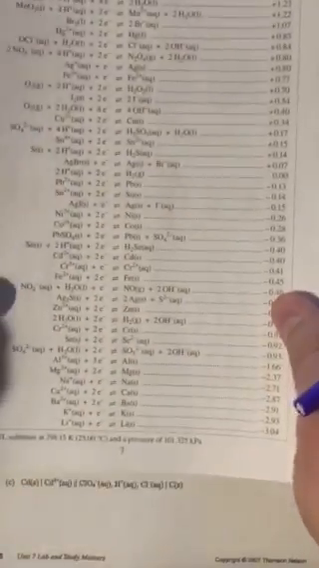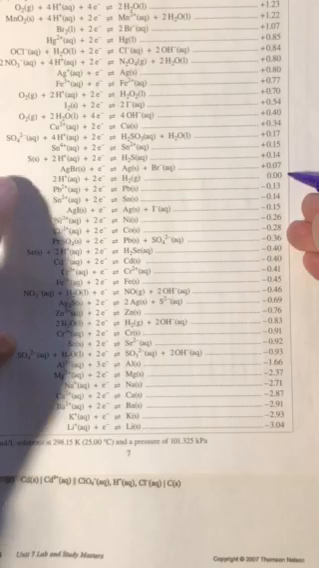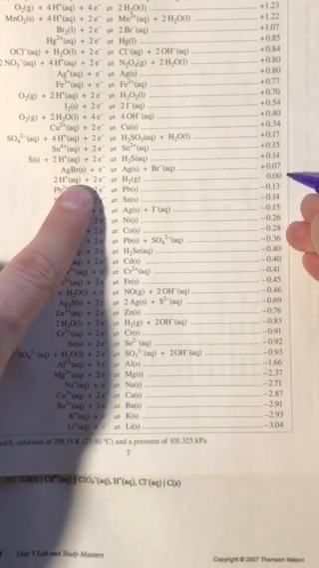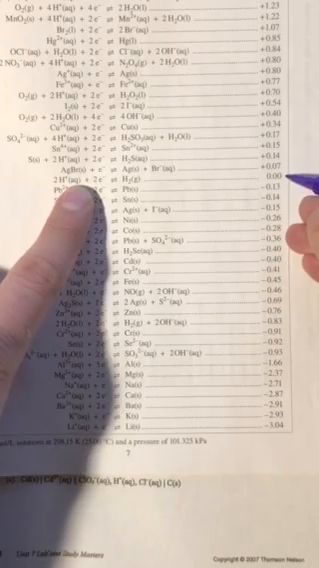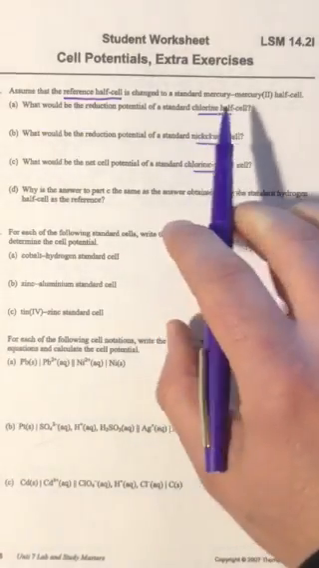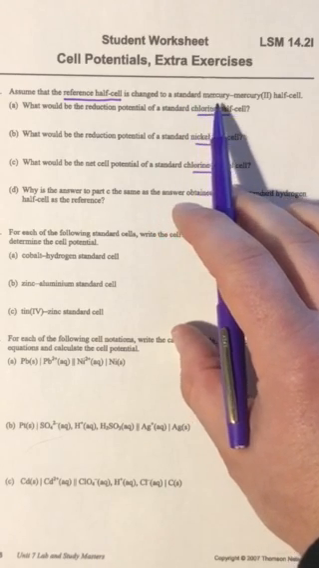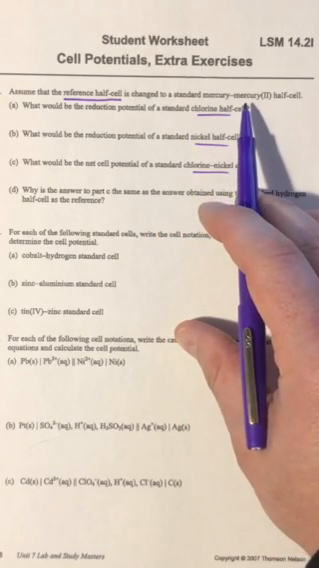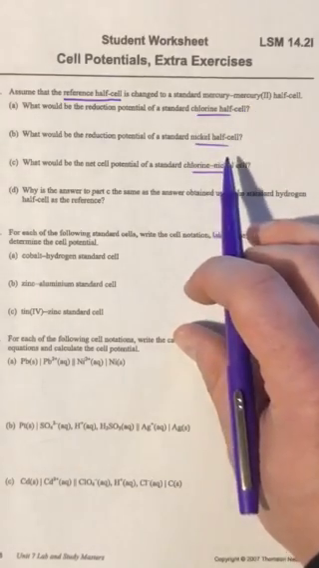And what that means, just as a refresher, I'm going to put this up underneath here. Remember, our reference half cell is usually this one right here, the hydrogen half cell. So our reference half cell is always set to 0. This question is asking us, if we were to change the reference half cell to a standard mercury 2 half cell, then what would our new reduction potentials be?